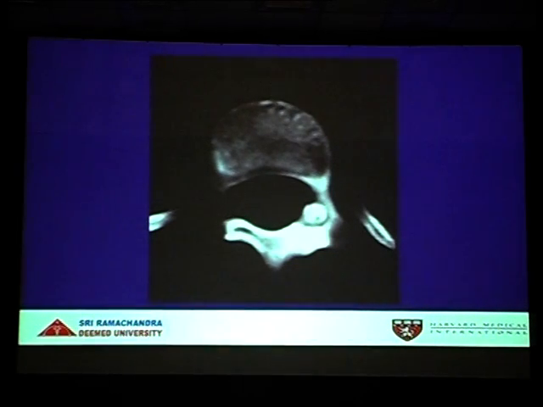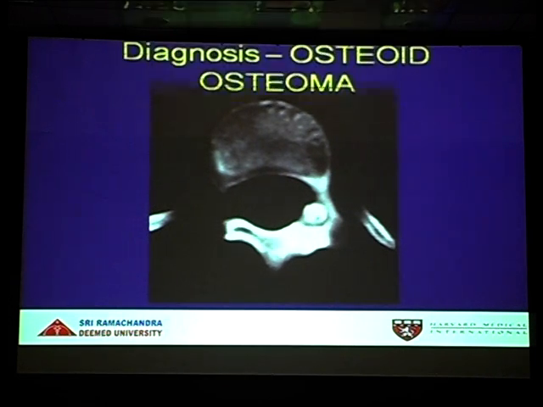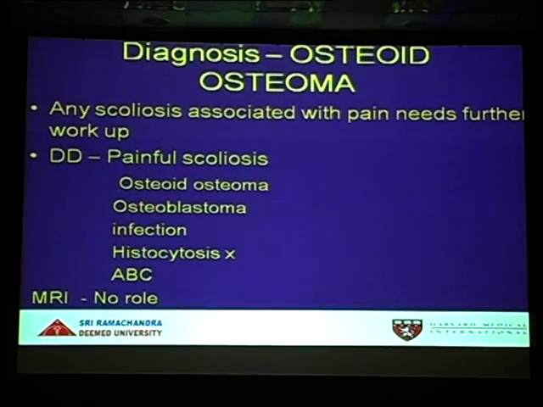When you do a CT, because for a bone, the best thing is to do a CT scan, right? MRI for the soft tissue. And here you see something is sitting here, that is a sclerotic area seen in the pedicle region. What do you think? It's a painful scoliosis relieved by aspirin. That is the history. Yes, very good. That is osteoid osteoma. Any scoliosis associated with pain needs further workup.